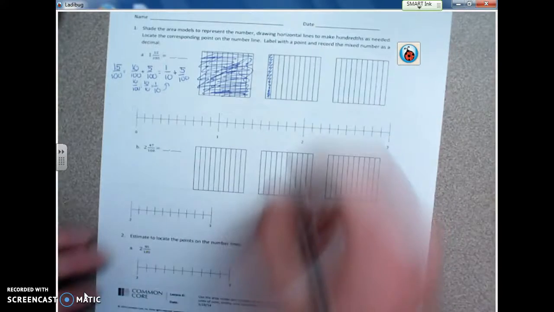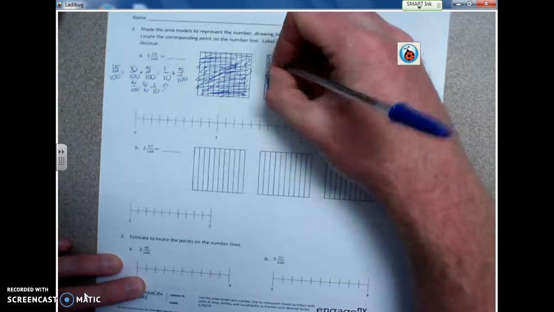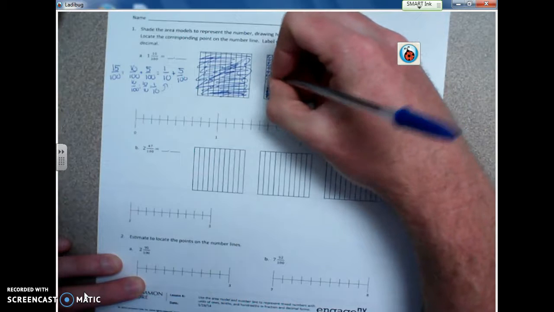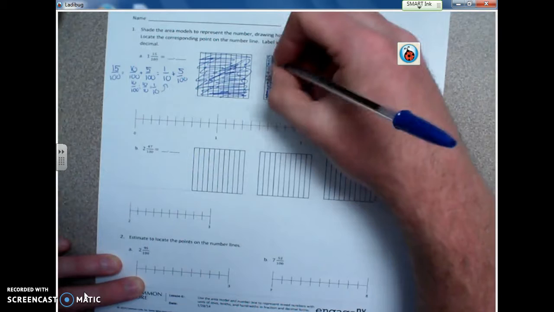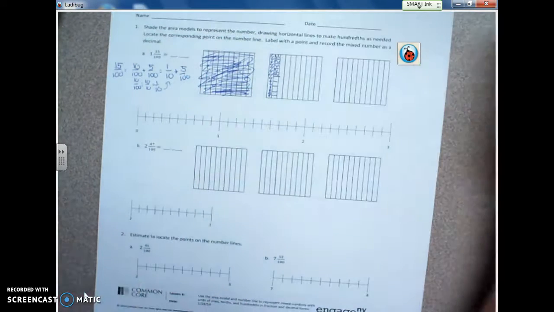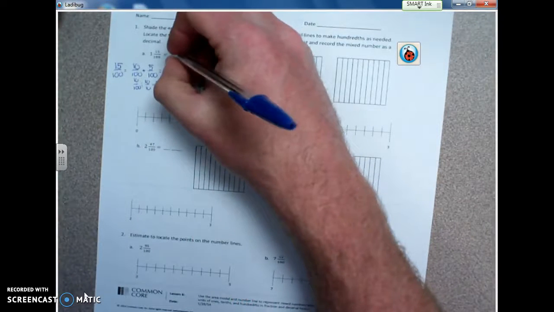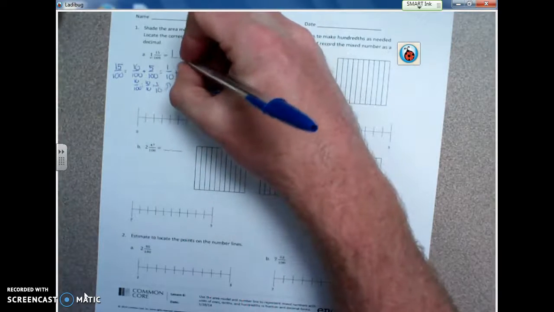And now my hundredths, just like yesterday, I'm going to take this part and I'm going to break it into 10 hundredths. And I can shade in 5 of them. So my decimal becomes one whole. My whole doesn't change any. I have a 1 in the ones place and 15 hundredths.